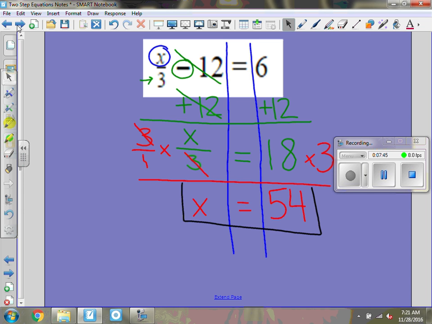Let's check that. Let's use that checking strategy that I talked about in the last problem. If I put 54 in for x in my original problem, I should get 6. So I'm going to try to check this. Well, I need to divide before I subtract, so 54 divided by 3 gives me 18, minus 12 equals 6, 6 equals 6. So I know that I have a correct solution here.